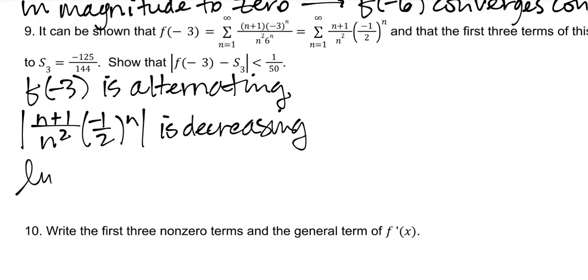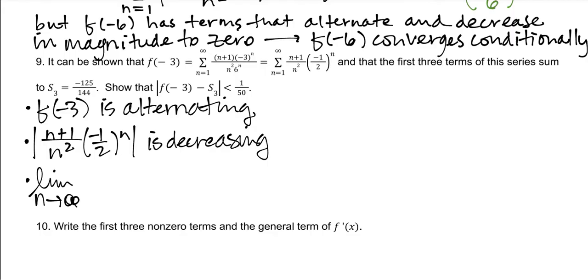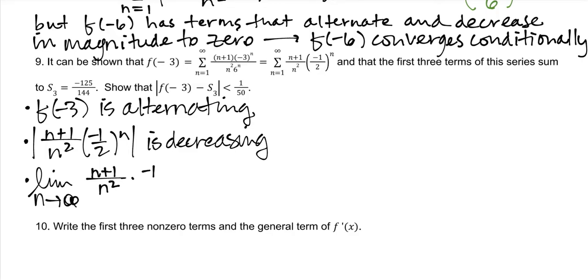And the limit is 0. I just figured I'd written the sentence a bunch. I haven't done the 3 bullet points in this video. For the alternating series test, it doesn't matter to me. You can do it either way, and it doesn't matter on the free response section of the AP exam. We just need to hit all 3 of those ideas: alternating, decreasing in size, heading towards 0. So (n plus 1) over n squared times negative 1/2 to the n. That limit is 0. Okay, so f of negative 3 converges.